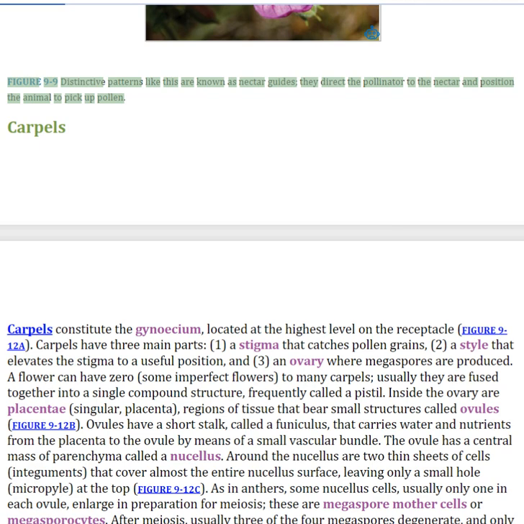Figure 9.9 Distinctive patterns like this are known as nectar guides. They direct the pollinator to the nectar and position the animal to pick up pollen.